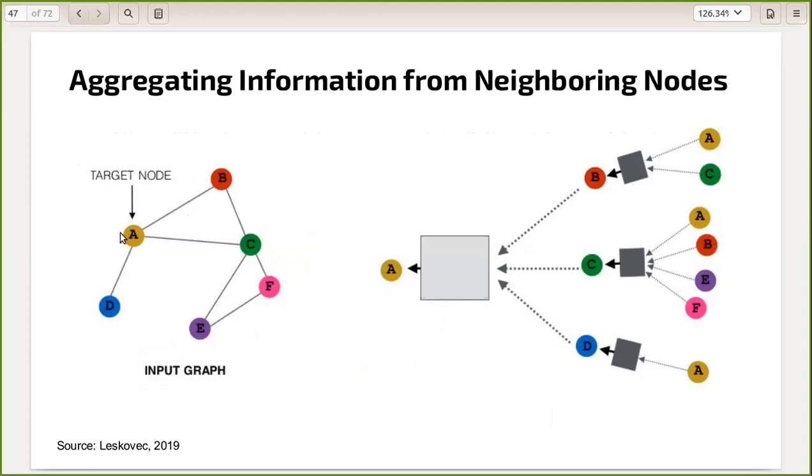So for example, we have the target node A here, and this is the input graph. You want to aggregate the information from B, from D, and from C. So node A should aggregate from nodes B, C, and D.